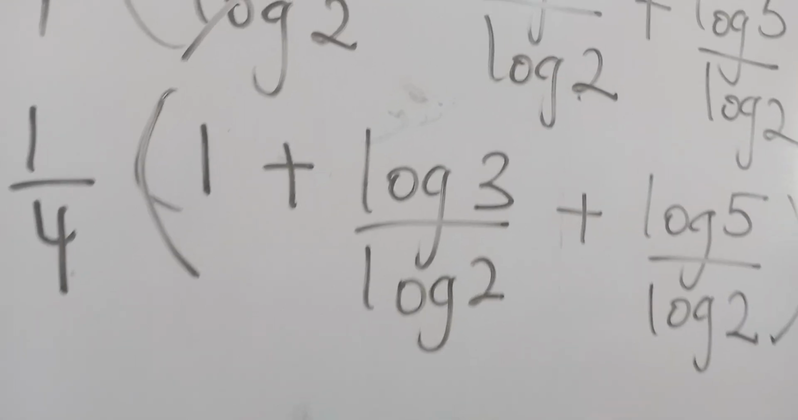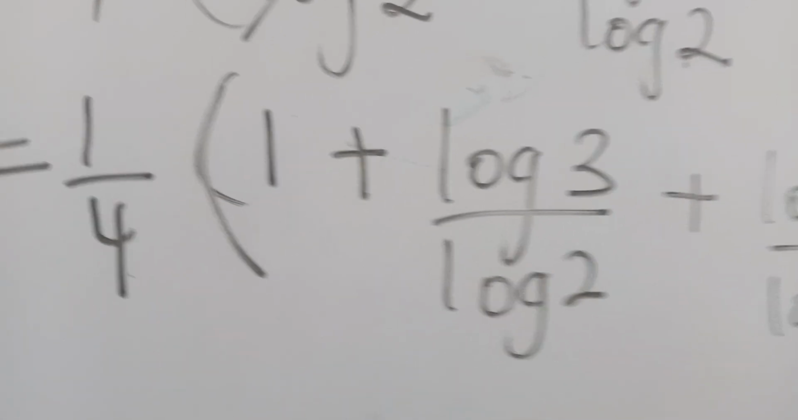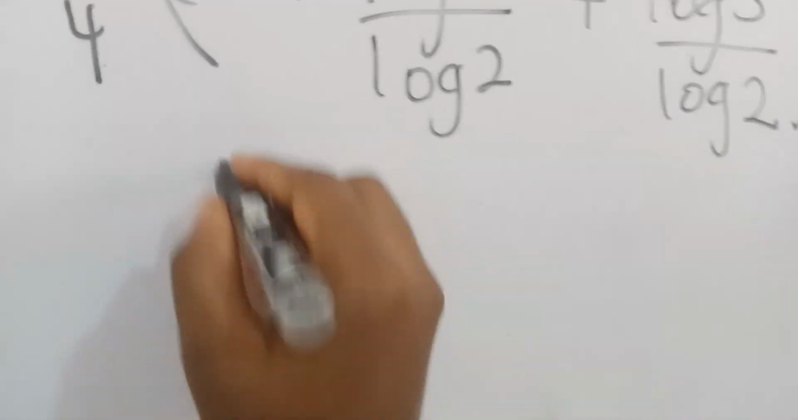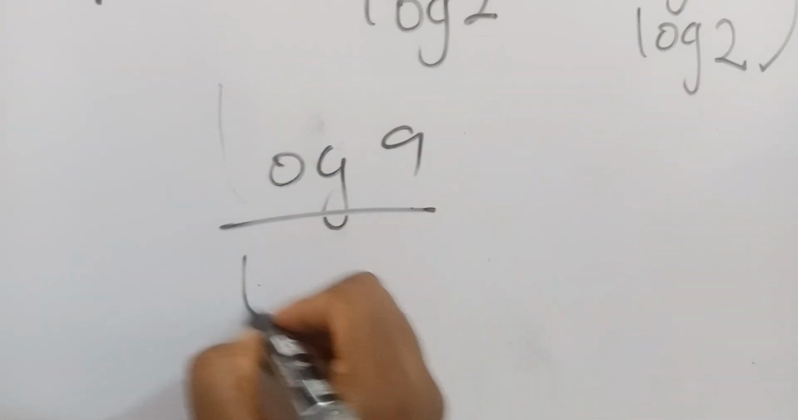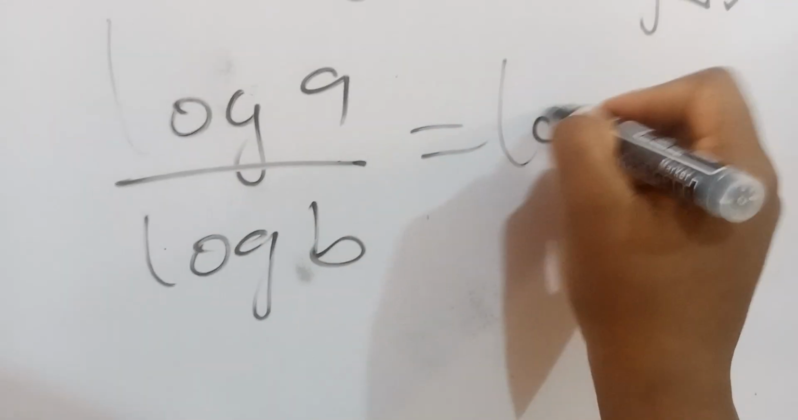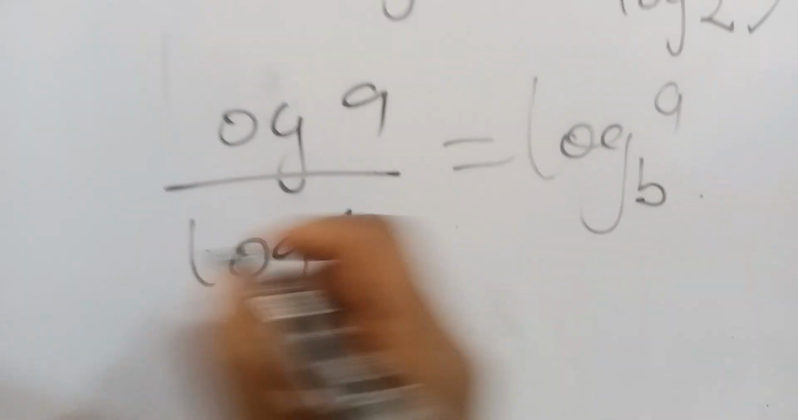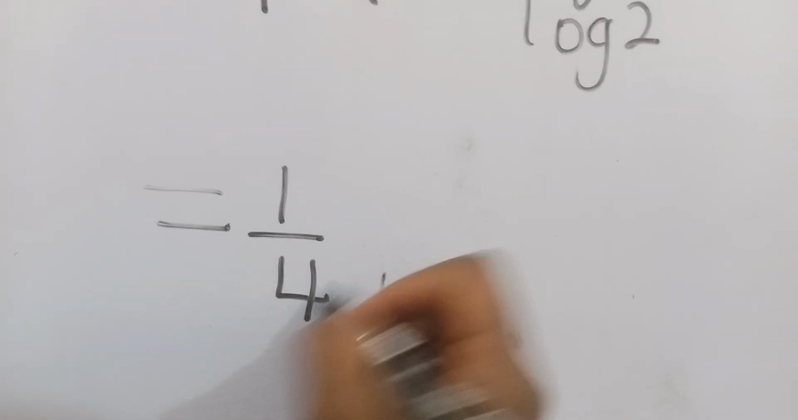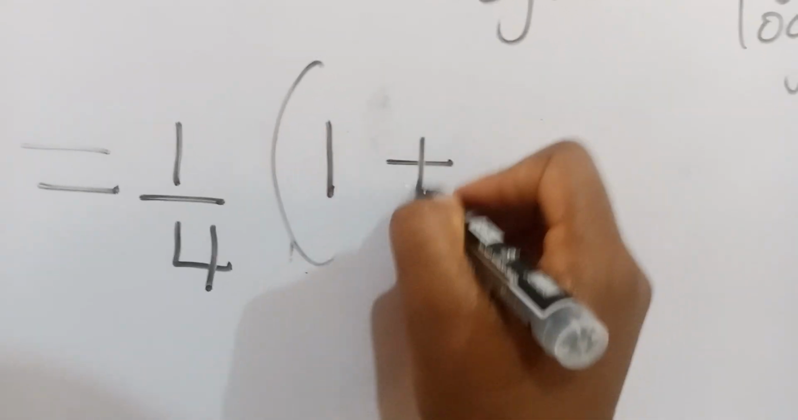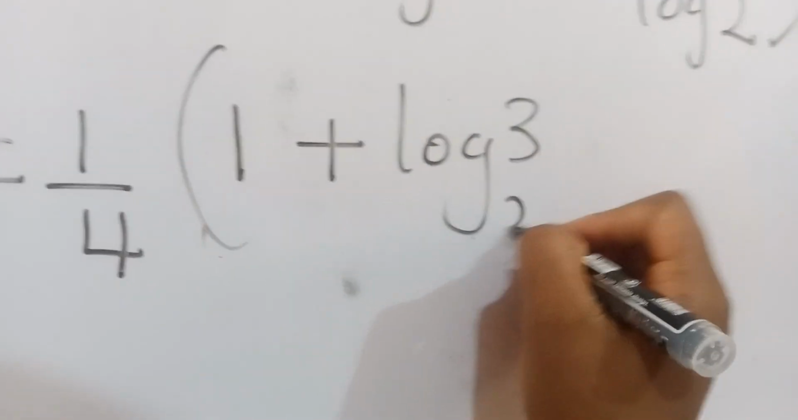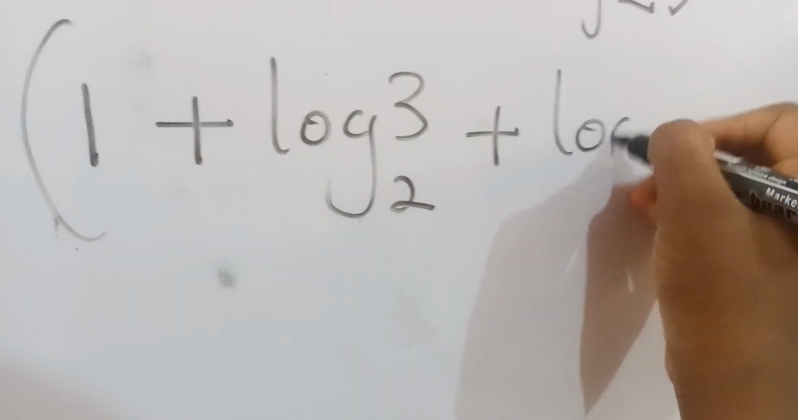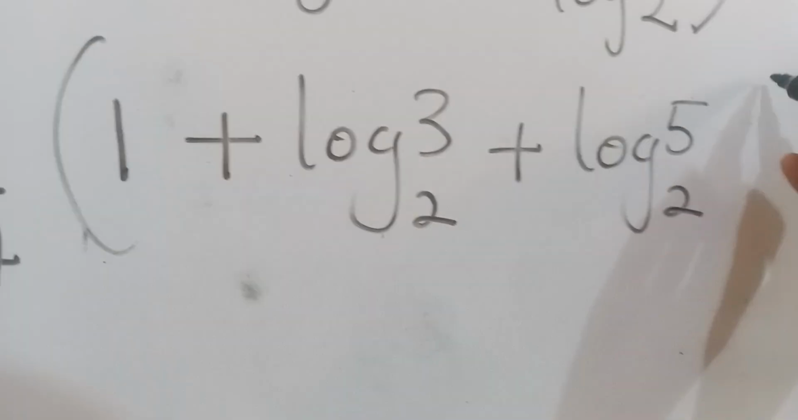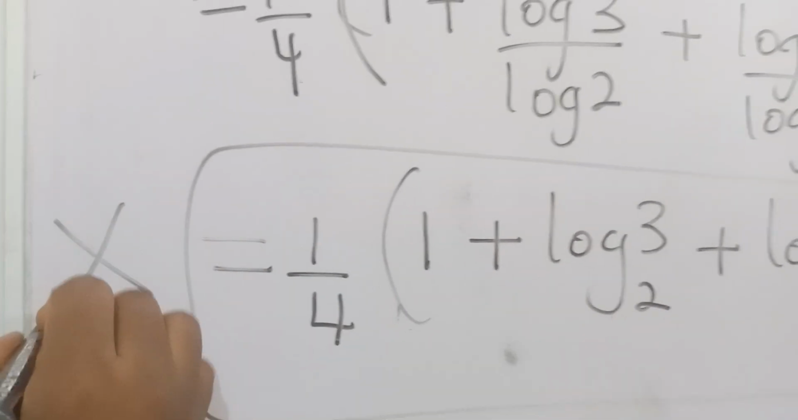All right. So the next thing we're going to do, we're going to apply this rule in logarithm that says log a over log b can be written as log a to base b. So we're going to be applying that now, and so this would be written as 1 plus log 3 to base 2 plus log 5 to base 2. And this is the value for x.